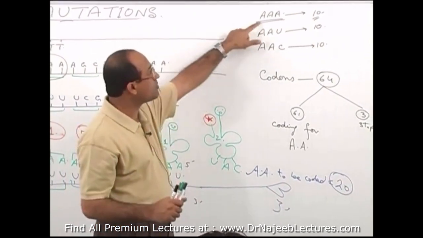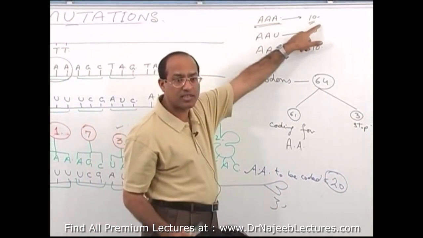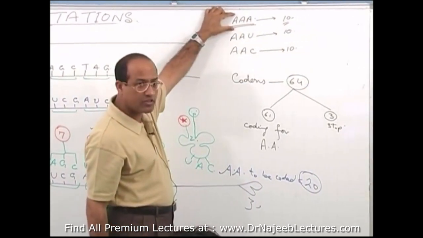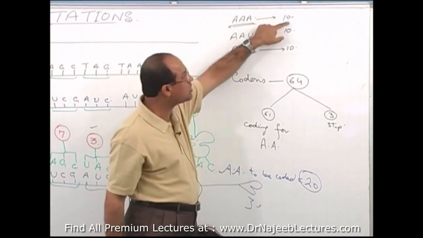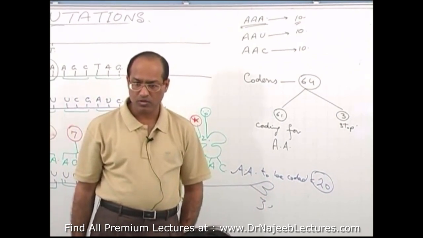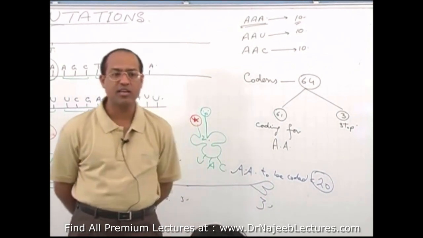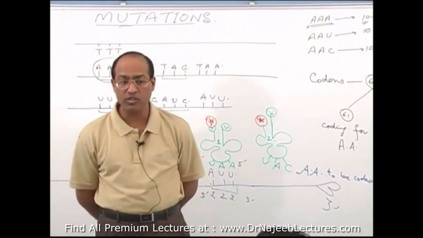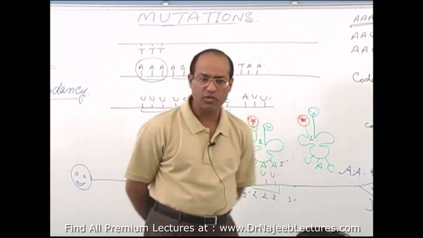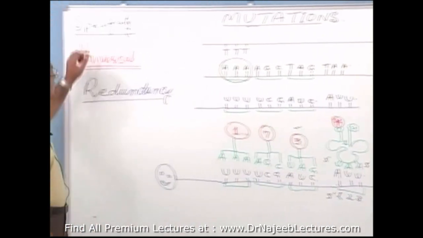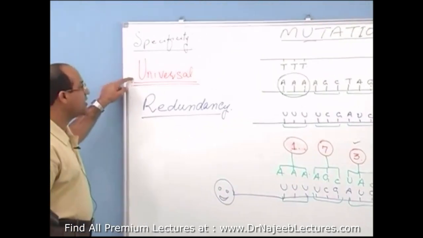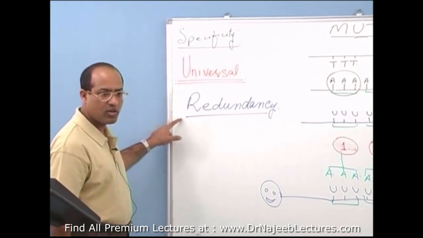But again, triple A will always mean 10. It will never mean 11. It will never mean 9. So a particular codon is specific for an amino acid, but a given amino acid may have more than one codon. It means amino acids are fewer and codons are more. It means the codon system is redundant, or extra, right? So this is the third principle: not only is our genetic code specific, not only is it universal, it is redundant as well.